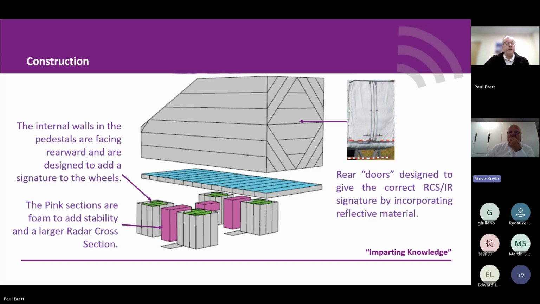For the wheels, we've actually got metallic material facing rearward to add strength to the axle location. And during the design phase, we added more to that because we believed we needed to enhance it even further. So you can see those there with the foam blocks.